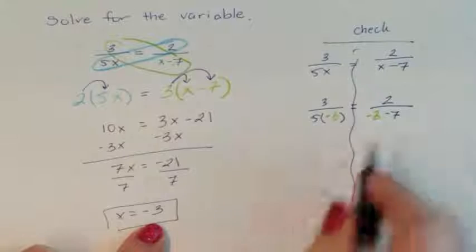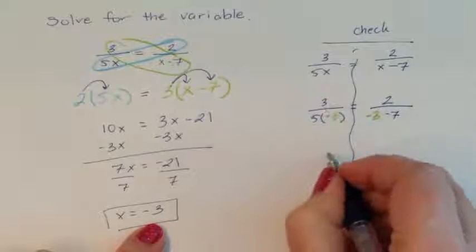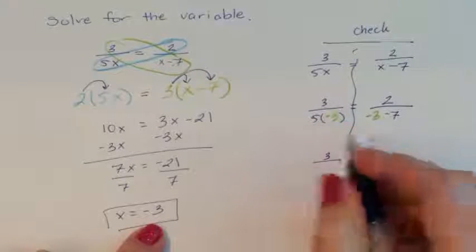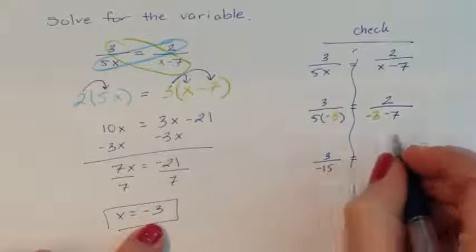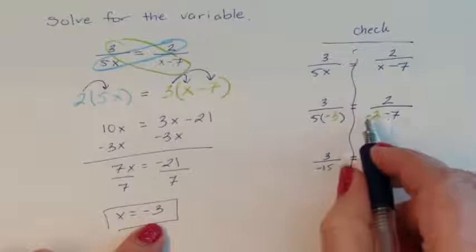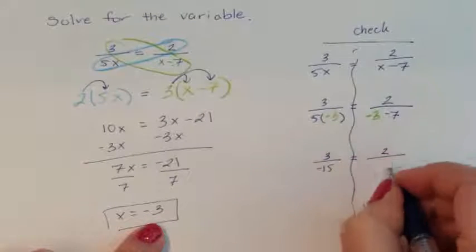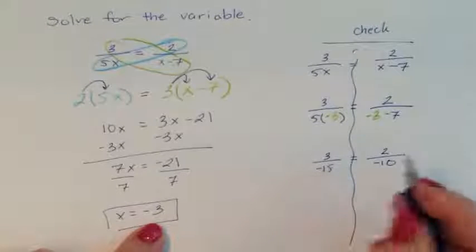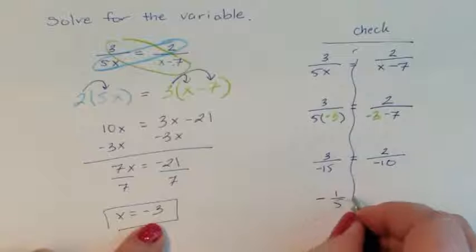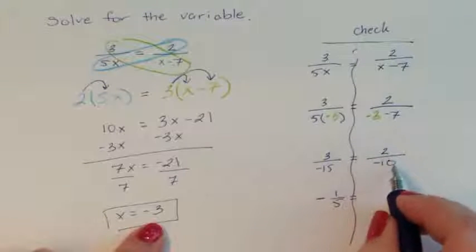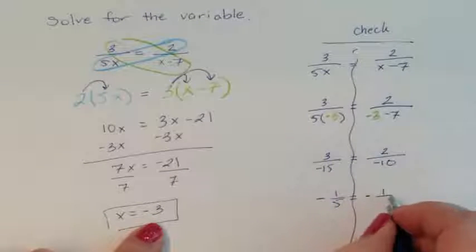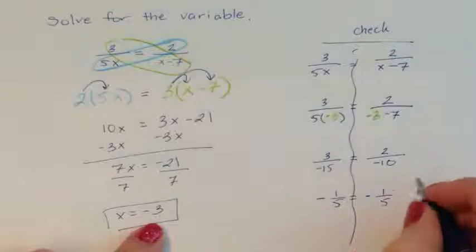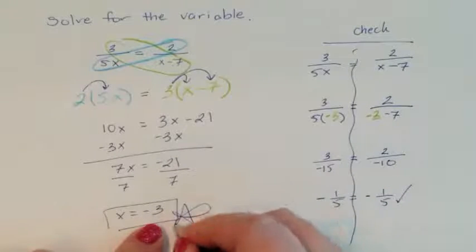So I'm trying to see if these two would get the same answer. So this is 3 all over 5 times negative 3 is a negative 15. This is 2 all over negative 3 minus 7 is a negative 10. Simplify the fraction 3 over negative 15. I get a negative 1/5. Simplify the fraction 2 all over negative 10. I get a negative 1/5. Since both sides are equal, this is correct, which means this is my correct answer.